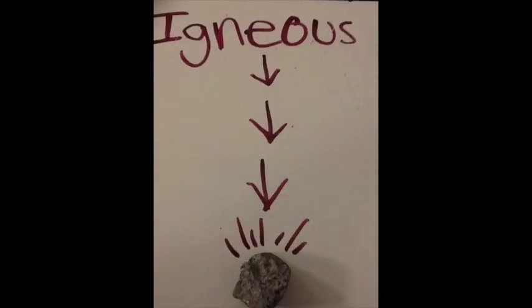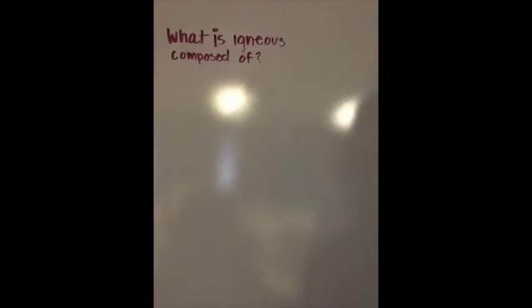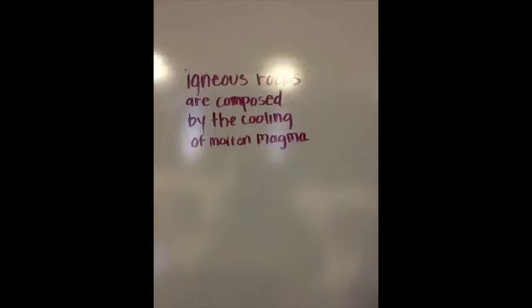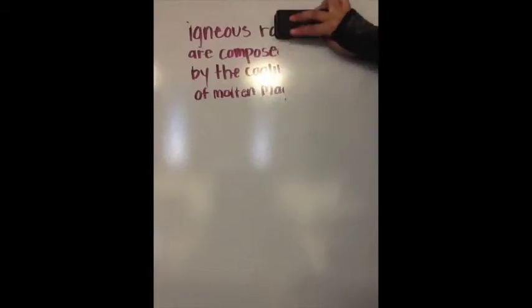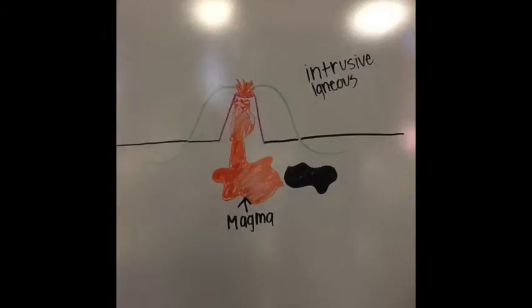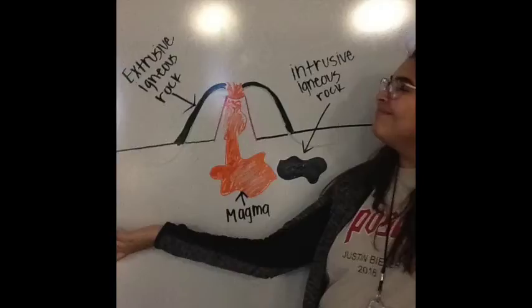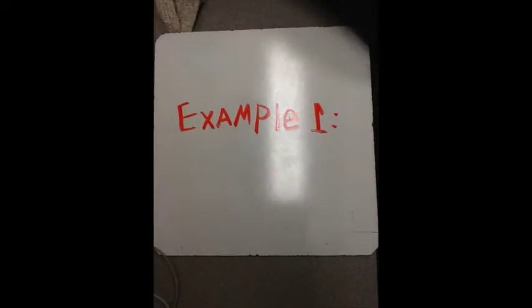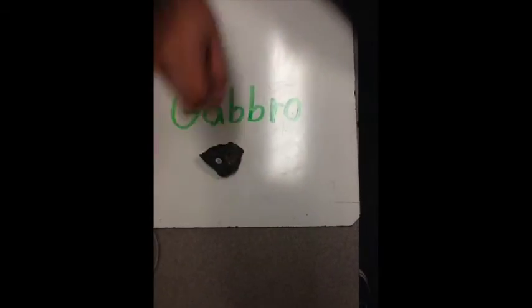Igneous. What is igneous composed of? Well, igneous rocks are formed by the cooling of molten magma. One example of igneous rock is how it's formed by a volcano. Here we have the magma, the intrusive igneous rock, and the extrusive igneous rock. Example number 1: gabbro.